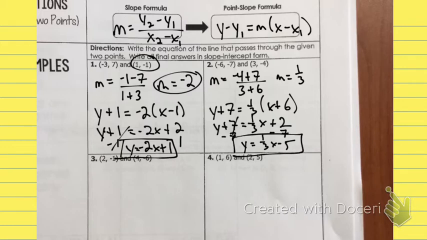But what can I do with this to make sure? Let's check the other point. 3, -4. I'm going to put 3 in for x. What's 1/3 of 3? 1. 1 minus 5 is -4. Nailed it.